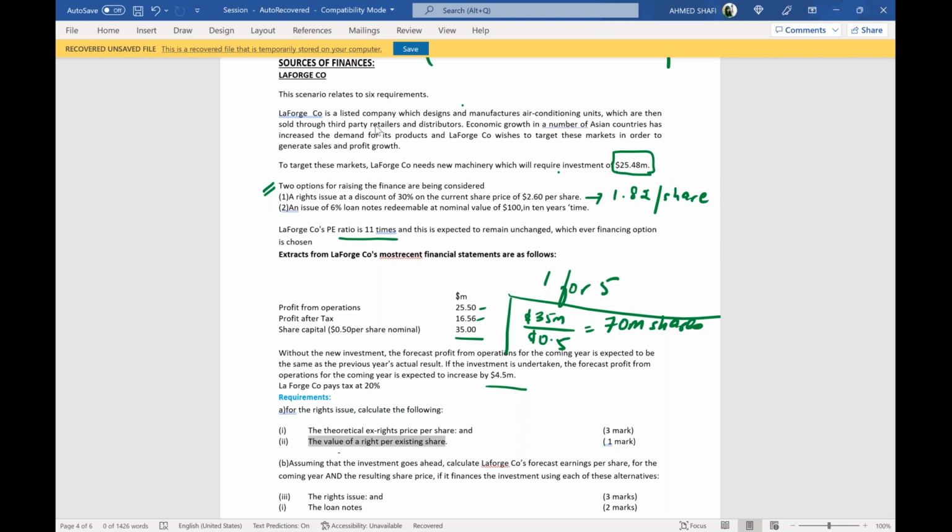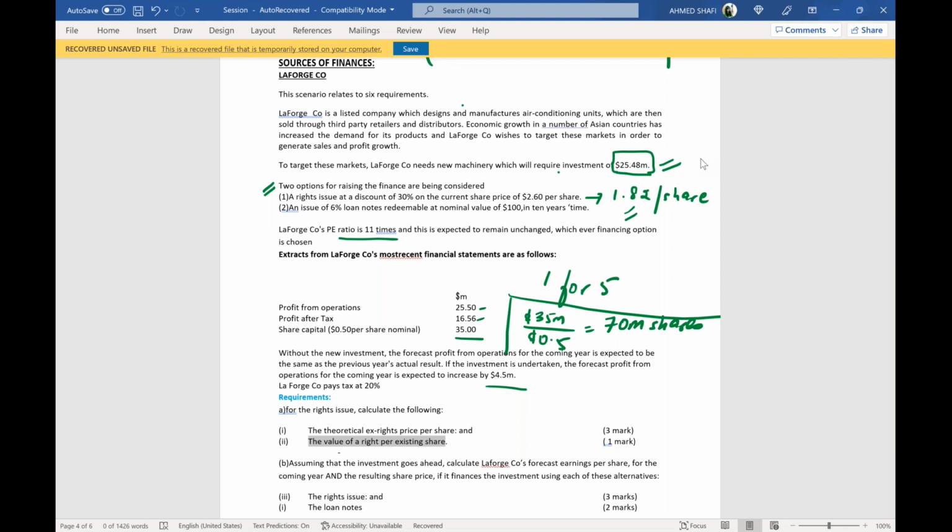Two options for raising finance: a right issue at a discount of 30% to the current share price of 2.6. Now remember, the company needs 25.48 million investment. If the right issue is being made at a 30% discount to the current share price of 2.6, that means the right issue price is 30% less, which is 1.82.